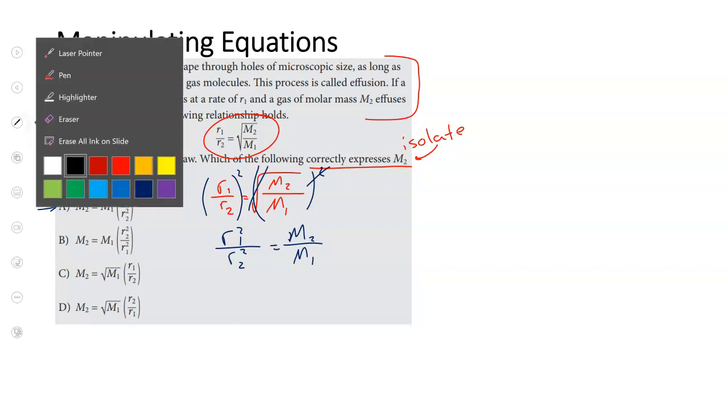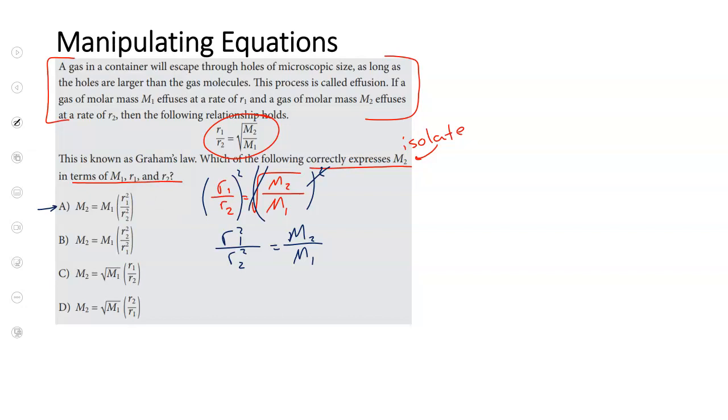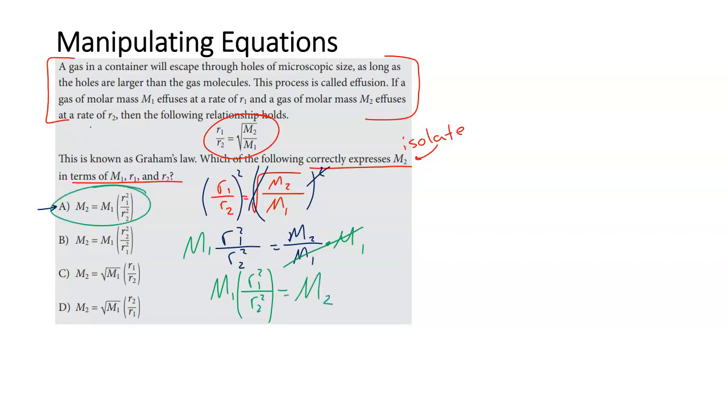And so we'll finish by isolating. In order to get the M sub 1 out of there, we're going to multiply both sides by M sub 1. So those cancel, leaving us with M sub 1 times r sub 1 squared over r sub 2 squared. And we're left with all that equaling M sub 2. So that does indeed match our answer.